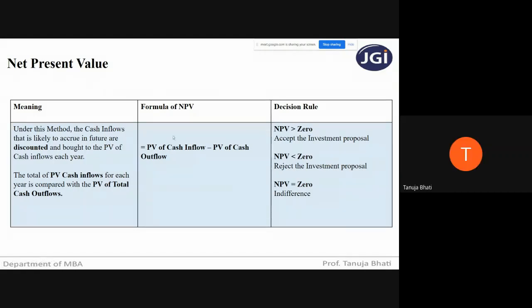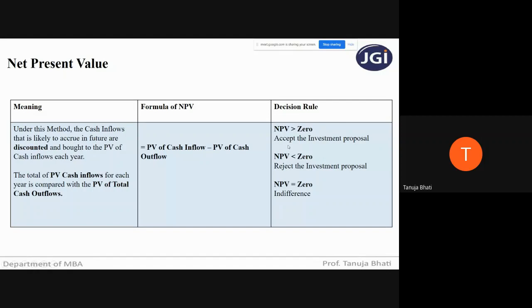Suppose my PV of cash inflow is 20,000 and my PV of cash outflow is 5,000, what should I do? Accept the proposal, ma'am. Why should I accept? Because inflow is more than outflow.